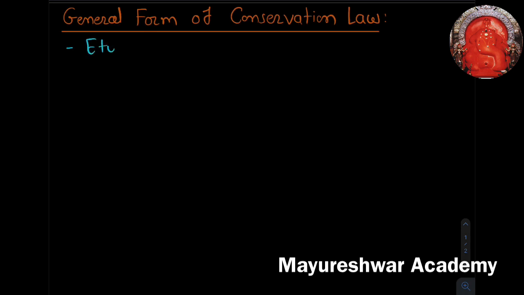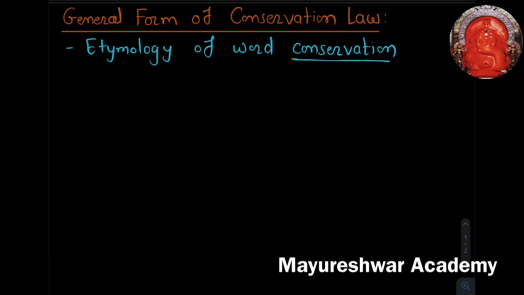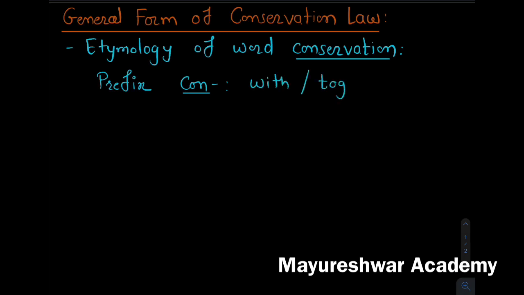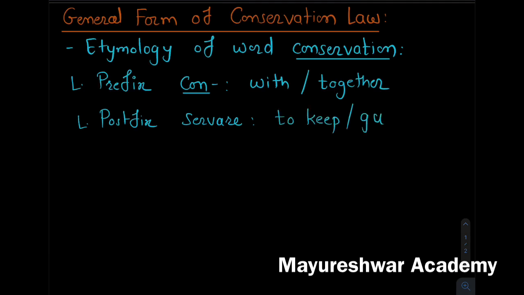If you look at the etymology of the word conservation, it has something called a prefix con, which means with or together, and the postfix has a root servare, which means, both are Latin, to keep or to guard, or let me correct this, guard or to observe.